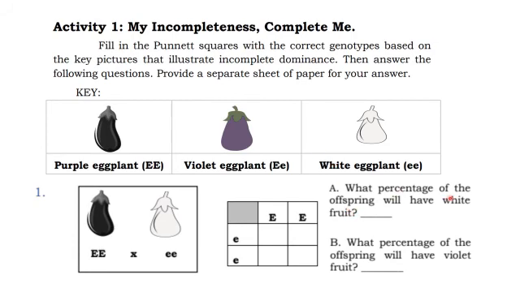For number 1, what percentage of offspring will have white fruit? If we cross a purple eggplant and a white eggplant, which has this kind of genotype, the first question is, what percentage of offspring will have white fruit? Letter B: what percentage of the offspring will have violet fruit? So let us see. Once we cross this one, it will produce this one, and this one, and this one also.